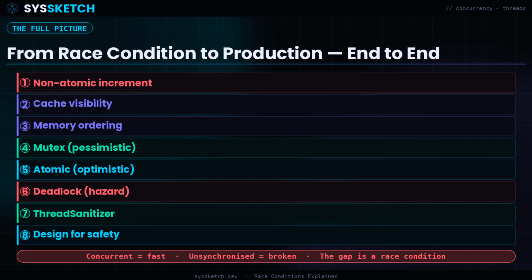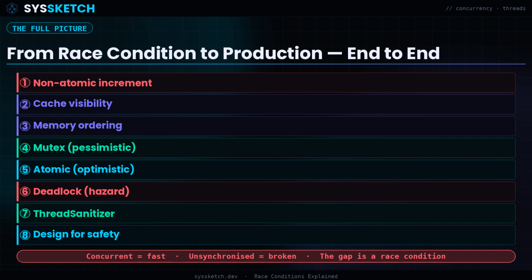Concurrent code is fast. Unsynchronized concurrent code is broken. The distance between those two states is a race condition. Race conditions are not exotic edge cases. They are the default outcome when you add threads without a synchronization strategy.